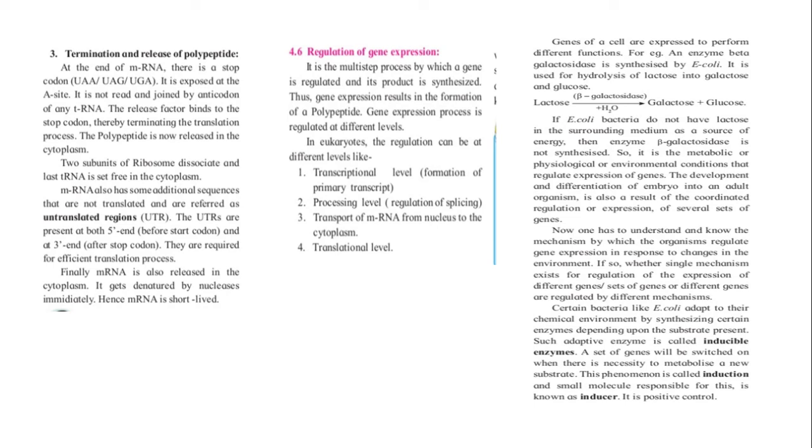Certain bacteria like E. coli adapt to their chemical environment by synthesizing certain enzymes depending upon the substrate present. Such an adaptive enzyme is called an inducible enzyme. A set of genes will be switched on when there is necessity to metabolize a new substrate. This phenomenon is called induction, and the small molecules responsible for this are known as inducers. It is positively controlled.